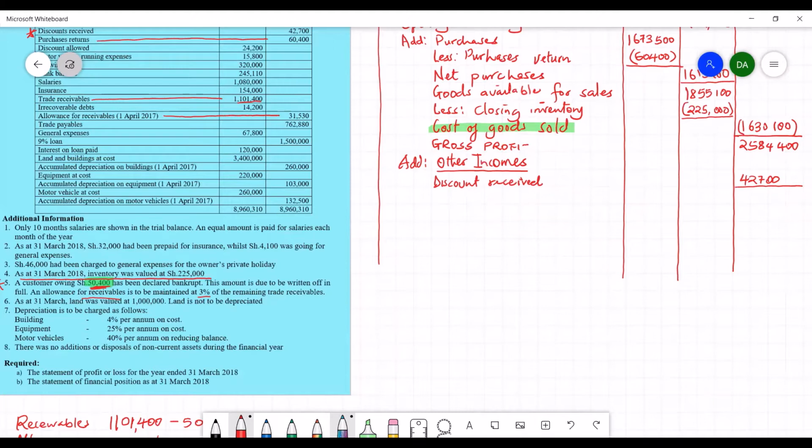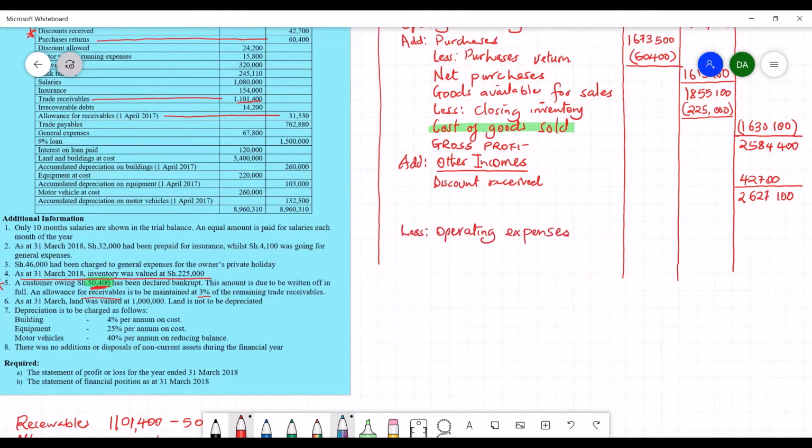After adding the discount received, then we are having 2,627,100. Let us continue, and we need to subtract or less operating expenses.